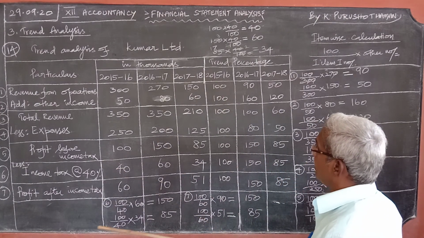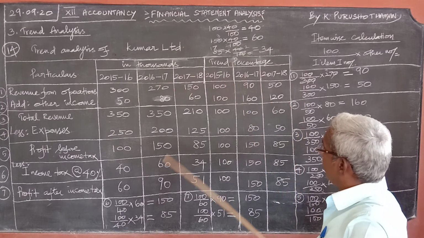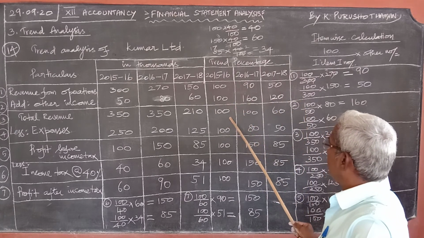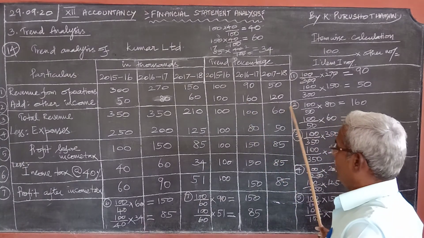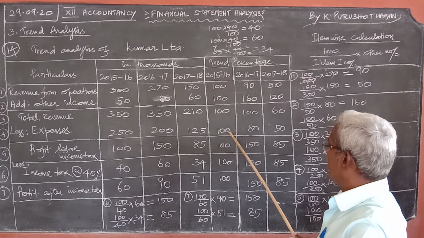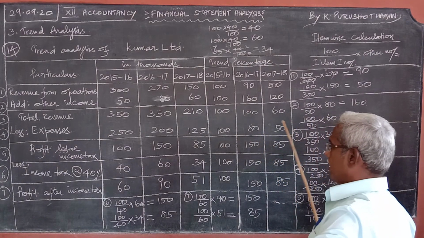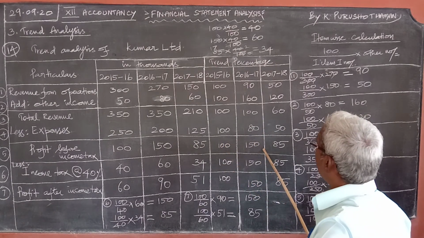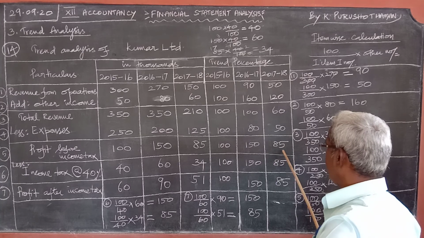See here, revenue from operation, 100, 90, 50, decreasing trend. Other income is in increasing trend. On the whole, total revenue, first year and the second year no difference, third year decrease. Total revenue is decreasing. Regarding the expenses, first year 100, second year the expenses are decreased, then third year is further decreased. And the profit before tax, first year 100,000, second year 150,000, third year only 85,000. This is increasing one, this is decreasing one.